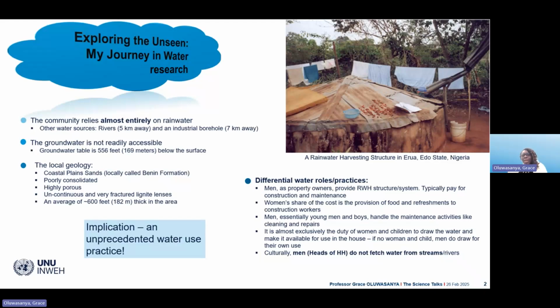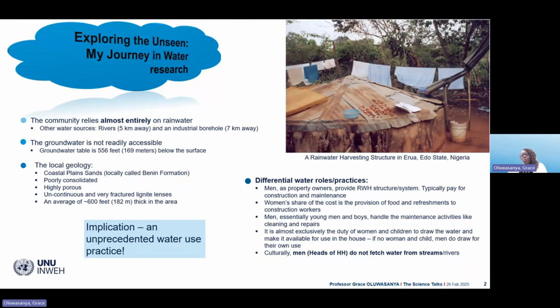So another area of context is differential water roles and practices. Men, as property owners, provide the rainwater harvesting structure or system. Typically they pay for the construction and the maintenance. Women's own share of the cost of construction is the provision of food and refreshment to construction workers when the system is being set up.